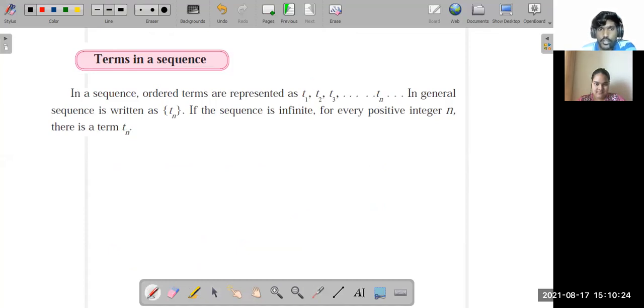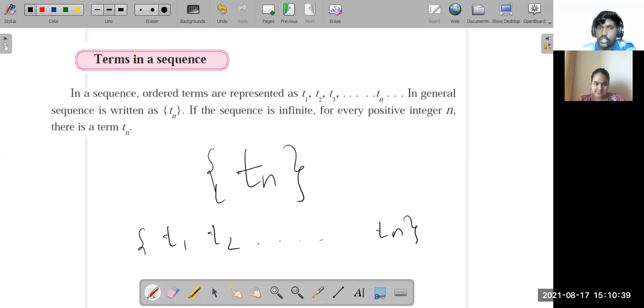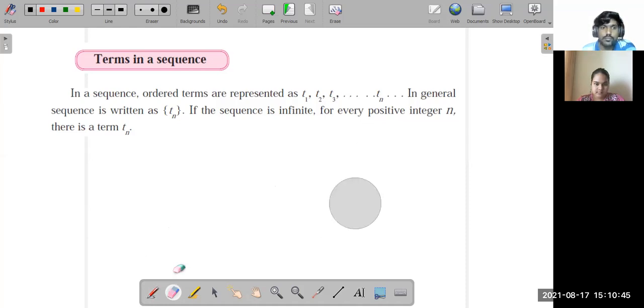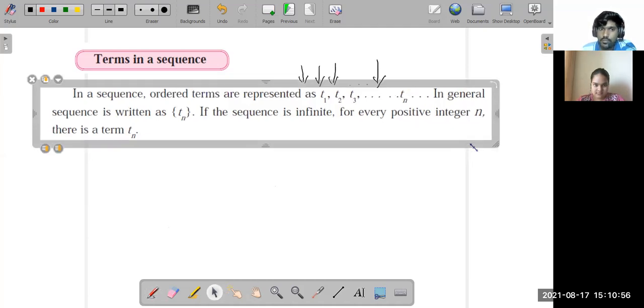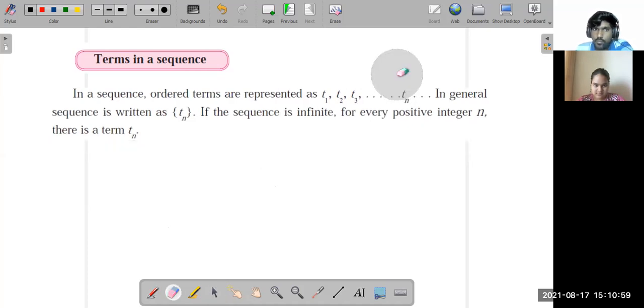So in general, when you write the notation Tn, this means the sequence of T's. So it is like T1, T2, up to Tn. It is denoted in short form like this. First term T1, second term T2, third term T3, nth term Tn. Are these notations clear? Yes.